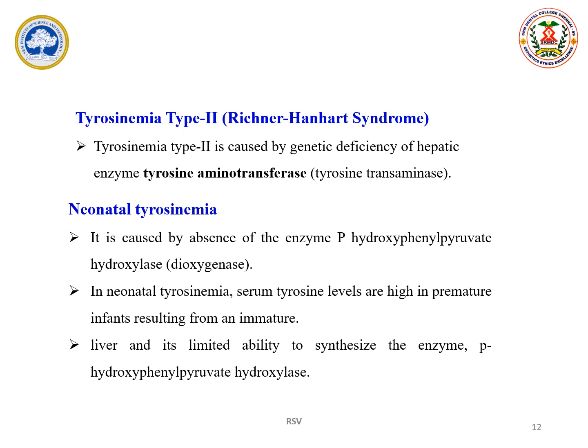In neonatal tyrosinemia, serum tyrosine levels are high in premature infants, resulting from an immature liver and its limited ability to synthesize the enzyme para-hydroxyphenylpyruvate hydroxylase.